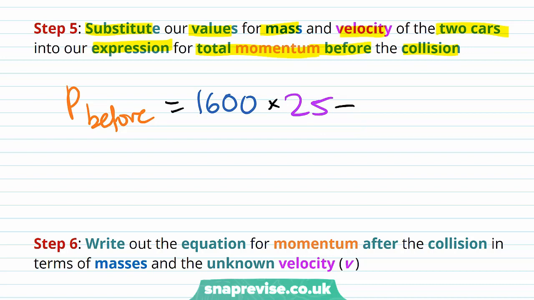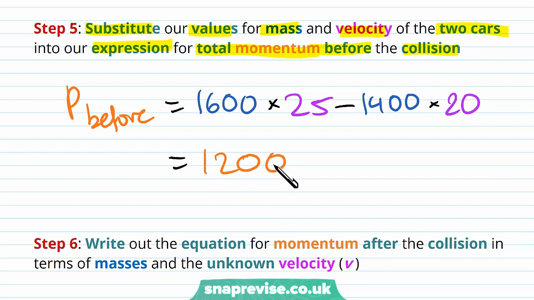Then we subtract from it the momentum of the other car, the car with mass 1400 kilograms that's moving at 20 meters per second. The reason we're subtracting this momentum is because this car is moving in the opposite direction, in the negative direction. So if we calculate this, we get that the momentum before the collision is equal to 12,000 kilograms meters per second.